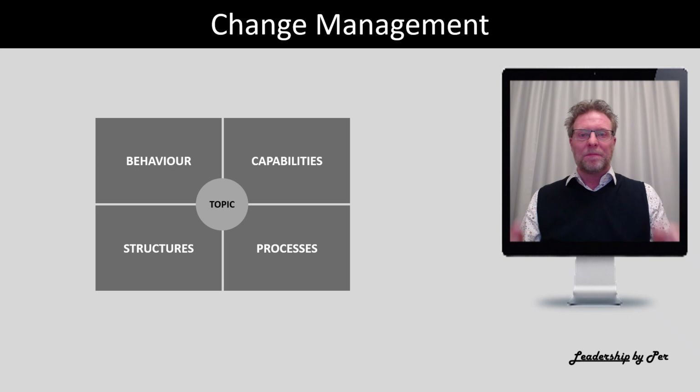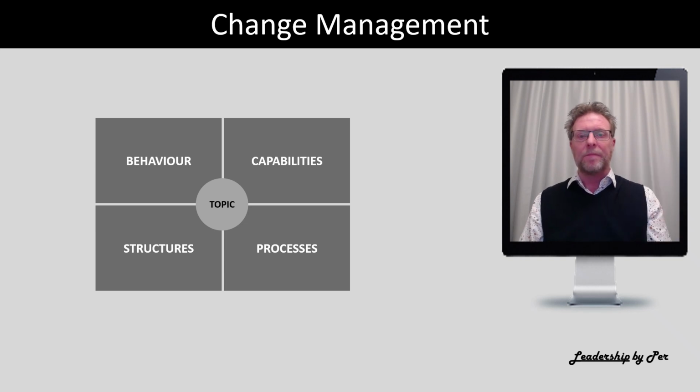The next model is also based on the 2 by 2, but comes with a little twist, a circle in the center. This model helps me look at the topic from multiple perspectives to ensure we don't miss important factors. This includes combining behavior, structures, capabilities, and processes into one holistic view. I use this approach when analyzing complex situations or driving change, making sure we address both people and practices aspects.